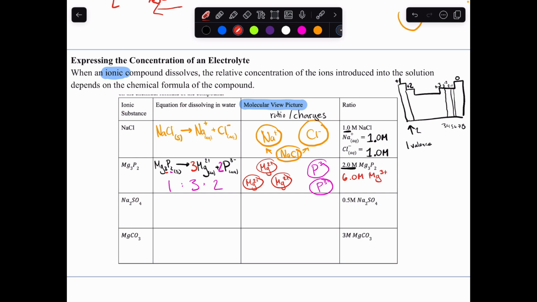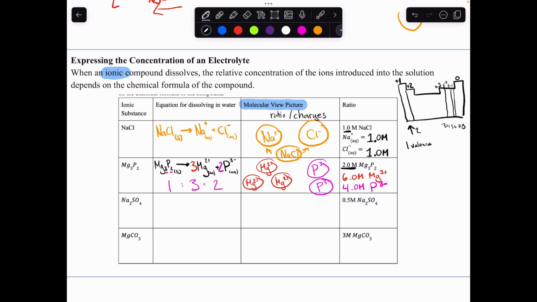Okay, and then for our phosphorus, it's a 1:2 ratio, right? 1:2. So if this is a 2, then this is now a 4. So we would have 4 molar for our P3 minus. Okay, so once again, they're giving you what the concentration is, and then this should reflect the same ratio of how it's breaking up. All right, let's do another one.